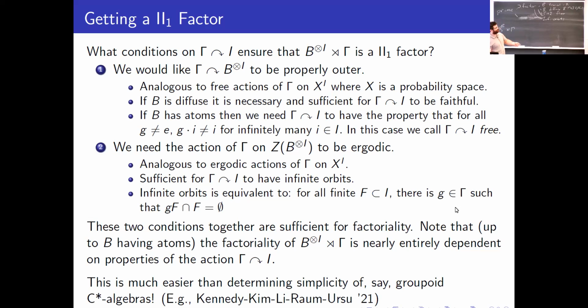Okay. I also want to say, it's a little bit complicated, but it's definitely easier than groupoid C-star algebras. This was known before 2021. Okay, so at least chronologically, it's easier. That's my argument. There are other measures of easier also, but okay.